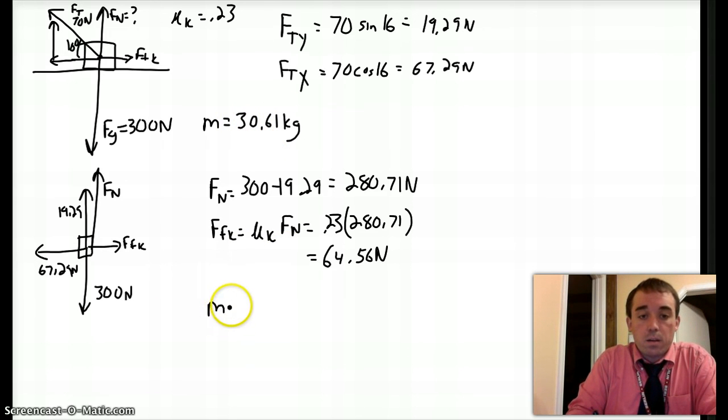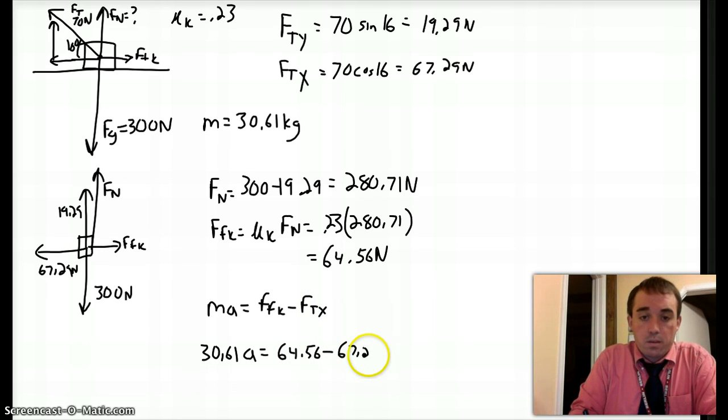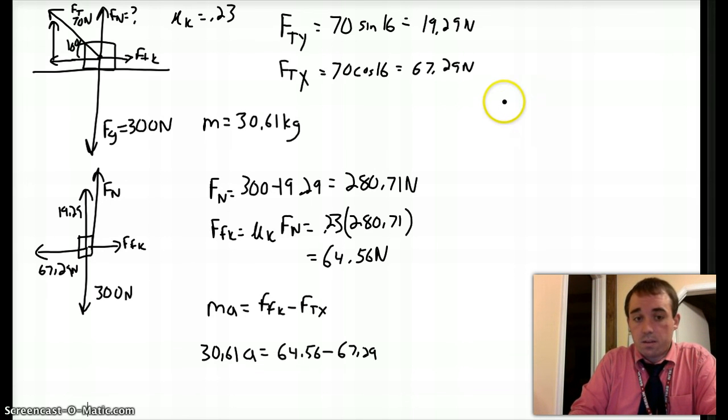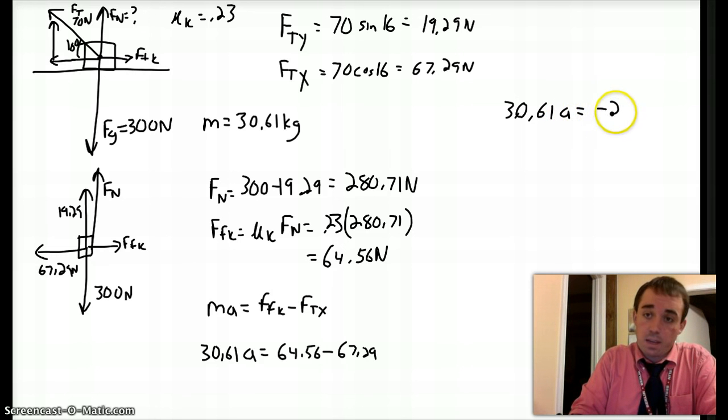So our mass times acceleration equals our right, which is our FFK minus our FTX. Mass is 30.61 times our acceleration. FFK we just found, 64.56, minus our 67.29. 64.56 minus 67.29 gives us 30.61 times A equals negative 2.73.